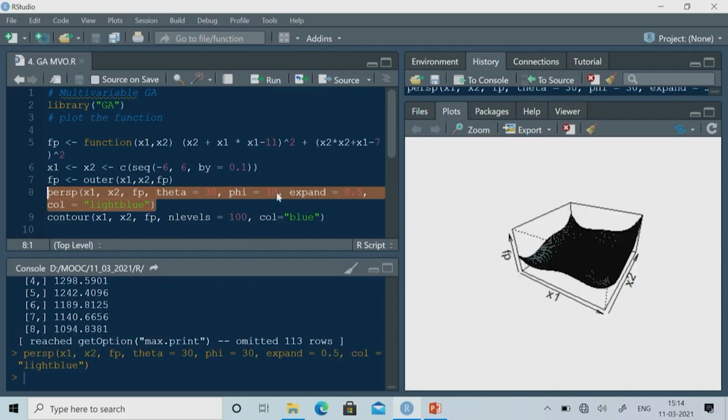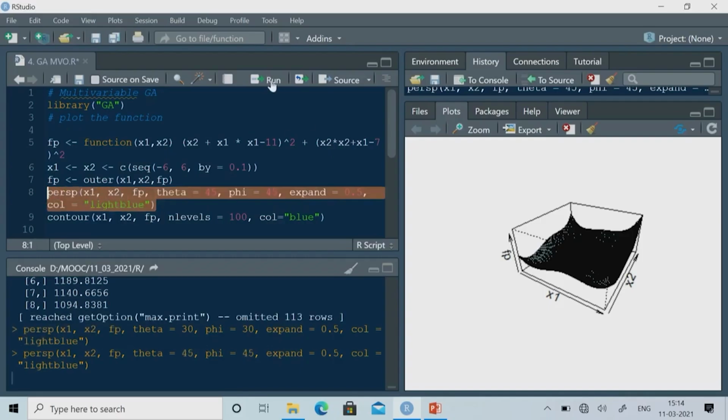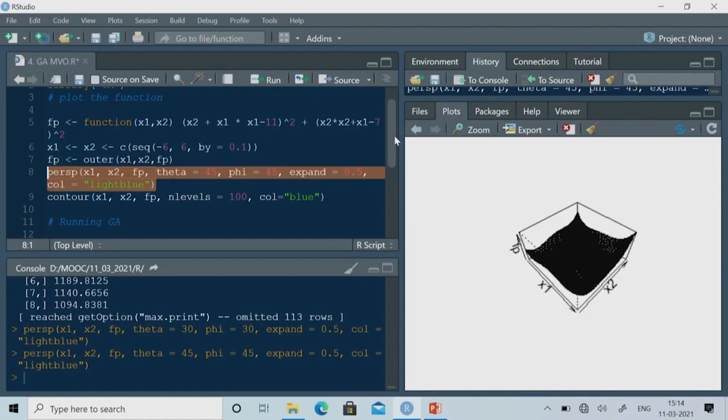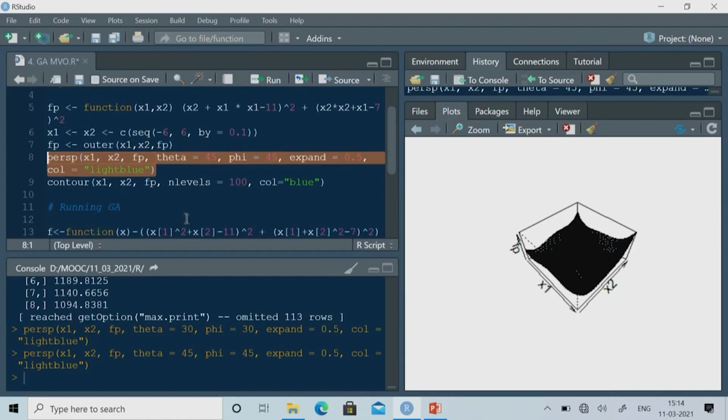So, this is the 3D plot, and if you want to change your view, suppose I want to use 45 degree and 45 degree. So, the horizontal and vertical angle I can change, and maybe I will get a different view. I am getting a different view. So, this is the 3D view of this particular function, but I would like to see the contours.